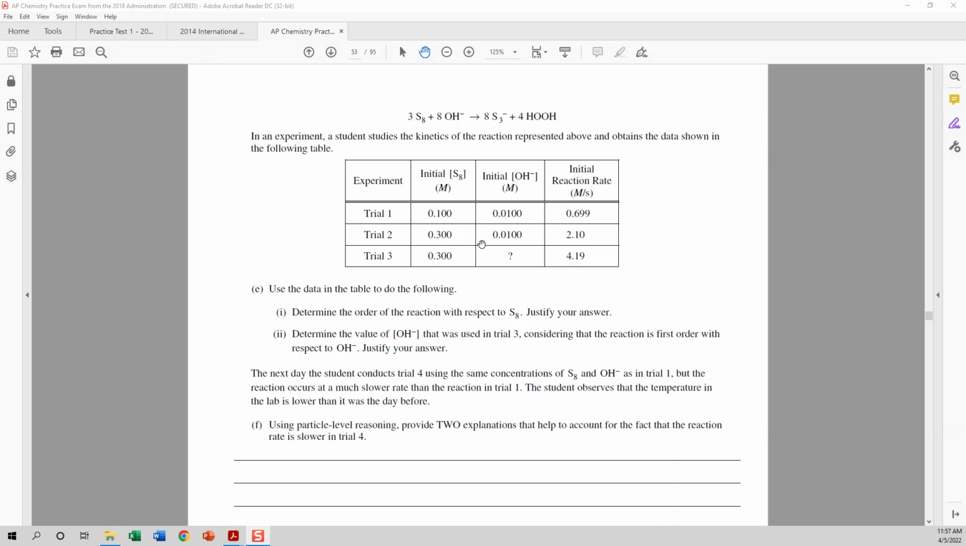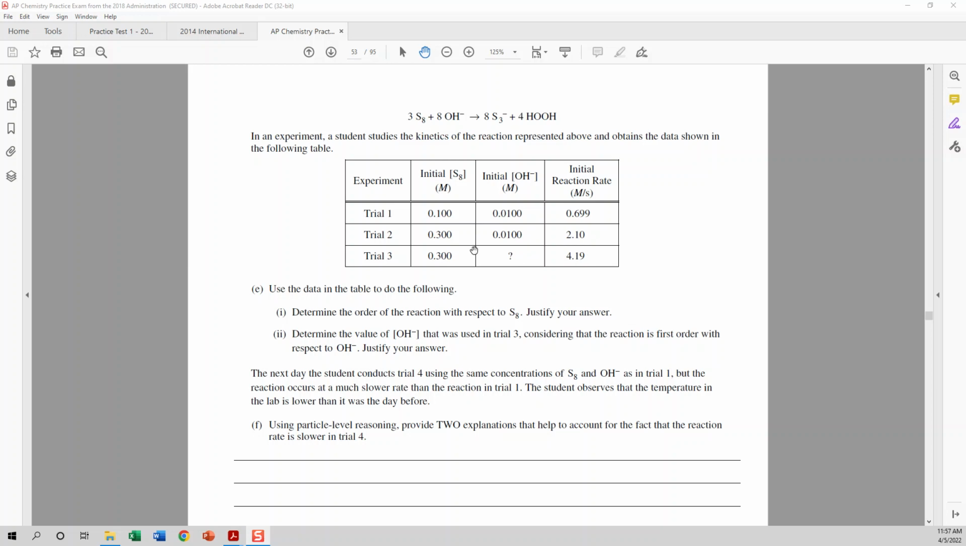And so since we kept the S8 constant and the rate doubled, it didn't double because of what we did to S8. It must have doubled because of what we did to hydroxide. So this would be 0.02. So the answer here would be 0.02.